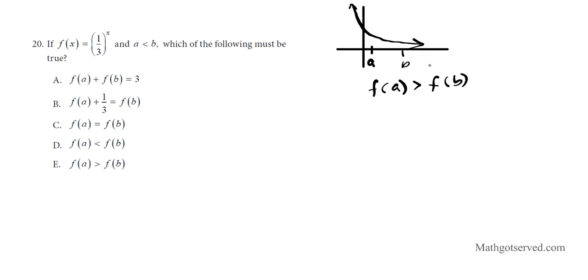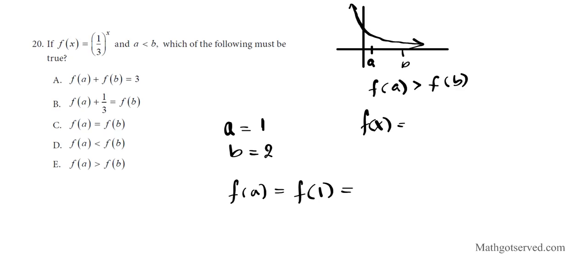So this is abstract. Let's work with something concrete, okay? So to make us confident as to what our answers are, we're going to pick numbers, okay? So how about we say a equals 1 and b equals 2? We're going to plug in these test values into this function and see how they compare, okay? So f of a is going to be what I get when I plug in, so it's going to be f of 1. So I'm going to plug in 1 into my function. My function f of x is (1/3)^x. So it's going to be 1/3 raised to the first power, which is just 1/3.